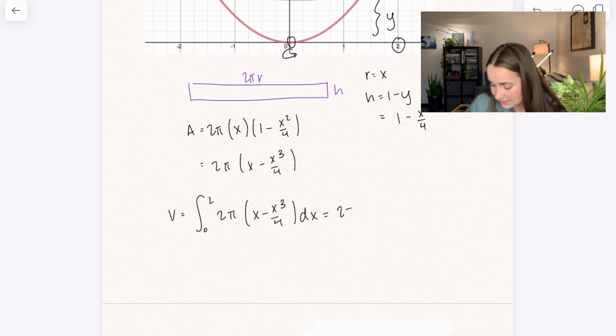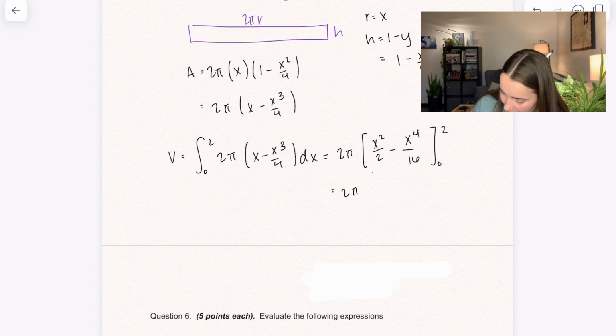So here that 2 pi is a scalar multiple, so it just hangs out. We get x squared divided by 2 minus x to the power of 4, and we get 4 times 4, which is equal to 16, between 0 and 2. Here we can plug in upper minus lower. And when I plug in 0, that whole thing goes to 0.